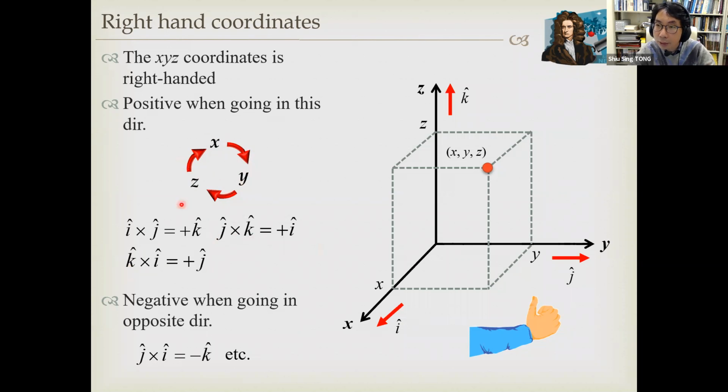So if I go like this in this direction, I always get a plus sign, okay? But when I go in the reverse direction, suppose I have J cross I, if I go from J to I, I got a minus K. And similarly, if I go from I to I cross K, then I got minus J, okay? So whenever you go in the right direction, you got the positive sign. Whenever you go in the reverse direction, you get a minus sign. And you can easily verify all these signs by using the right hand and the coordinate like this, okay?